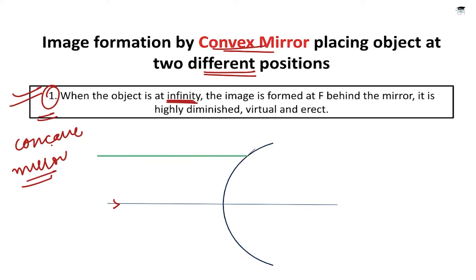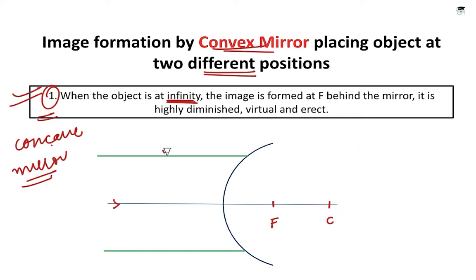So these are the rays that are coming from the object at infinity. I forgot to draw the focus and the center of curvature, which I told you is very important to draw beforehand. The focus and the center of curvature in the case of a convex mirror are actually behind the mirror. So let's say the focus is here somewhere and the center of curvature is here somewhere.